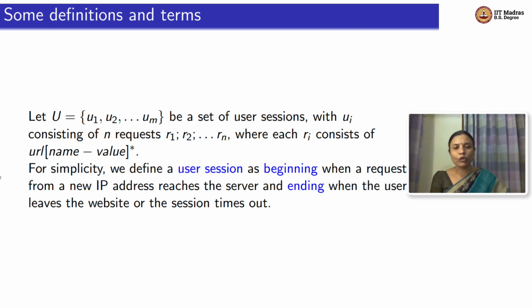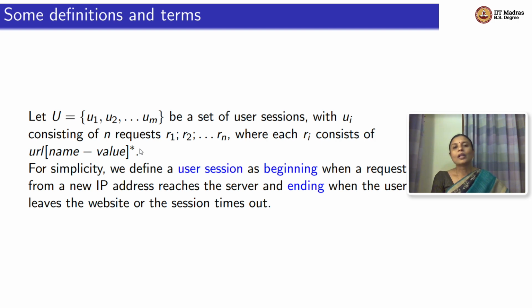So some notations before we go ahead. Let's assume that we have a set of M user sessions. Let's call it U1 to UM. Each session Ui consists of a sequence of N requests. So let's say they are R1, R2 and so on up to Rn. Each request consists of either a URL or a form that has one or more values against a name. The star is, remember what we saw in the context of syntax of regular expressions, the same Kleene star.